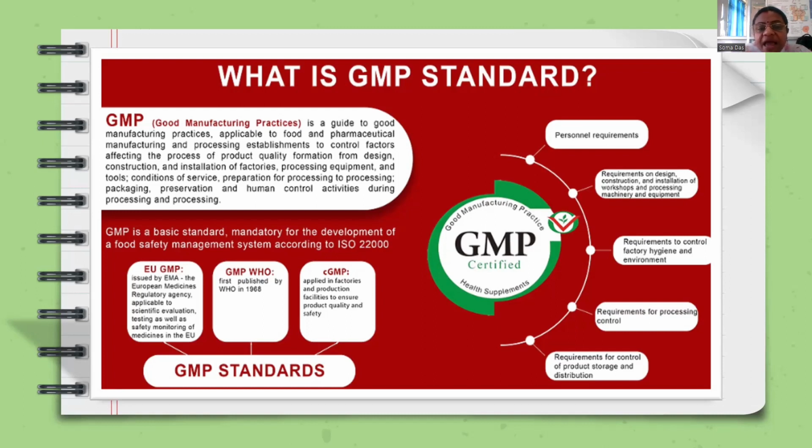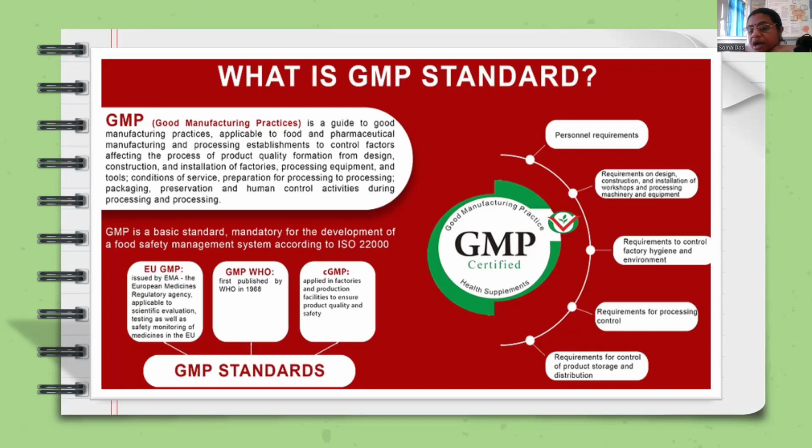That is, it is a basic standard, mandatory for the development of a management system according to ISO 22000, that is EU GMP, GMP WHO, and CGMP. Now there is a great difference also between GMP and CGMP. And moreover, when we declare that it is GMP certified, personnel requirements will go, requirements on design, construction, installation, requirements to control factory hygiene, requirements for processing control, requirements for control of storage and distribution.